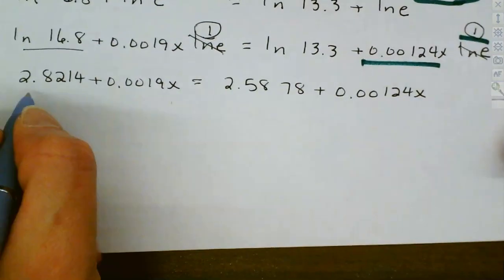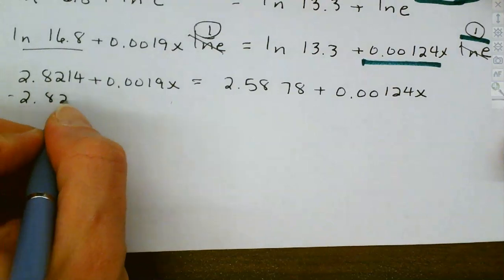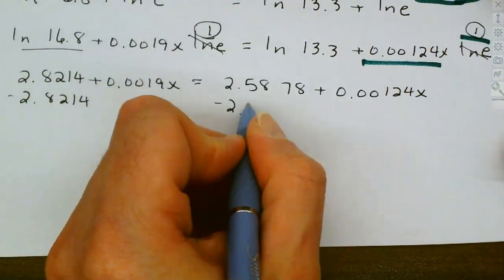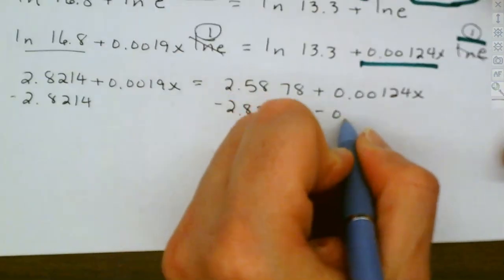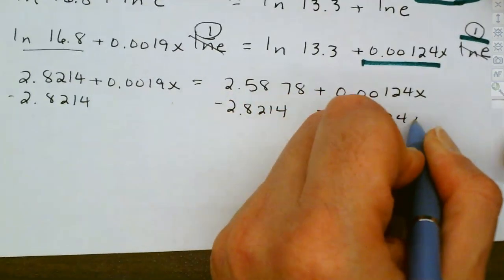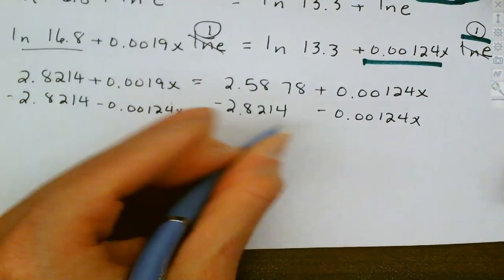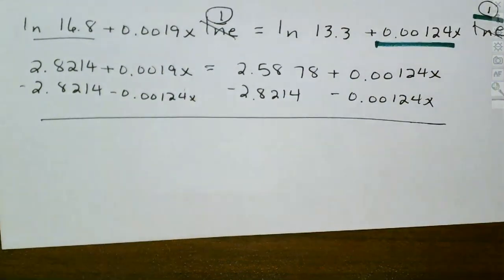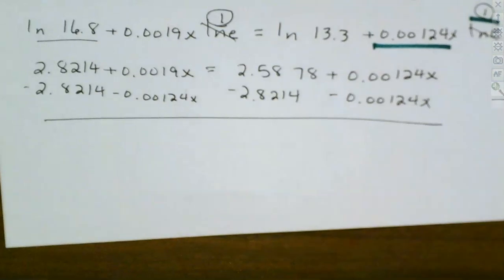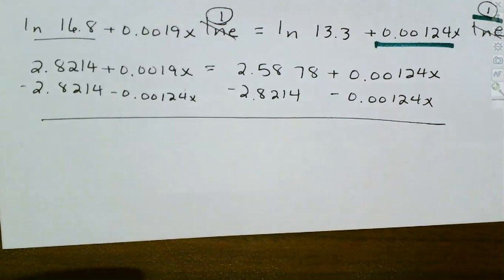Now we can solve it, because now we can just move things around. So I'm going to move that 2.8214 over. And I'm going to move over that 0.00124x. Okay, and when I do that, let's see what we've got. Be careful with these decimals. So 0.0019 minus 0.00124.